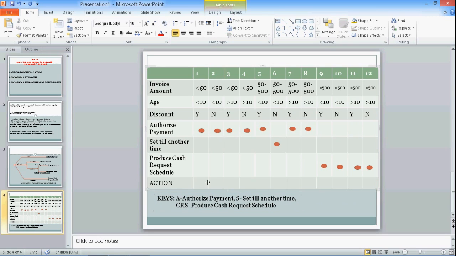So we come here. Here we are authorizing payments, because authorized payment is here. So we say A. Here we are authorizing payments, and here, and here. Here we are setting till another time, so we say S based on our key here. Then here we are authorizing payments. Then what happens here? Cash request schedule. Oh, this is big. There is no space, so let's use CR. Cash request, cash request, cash request, and cash request.